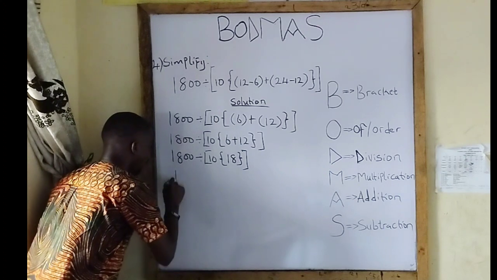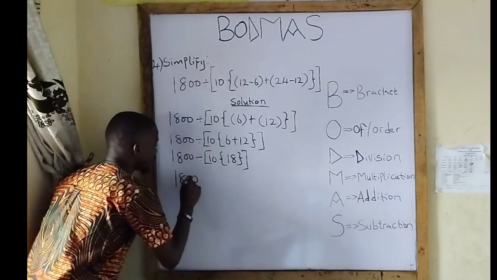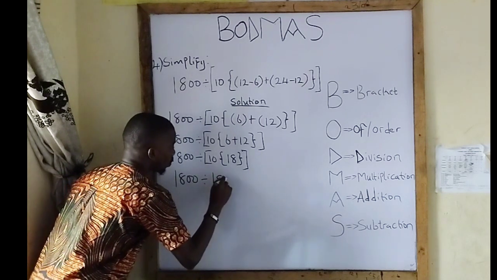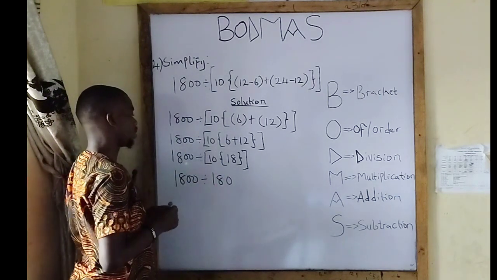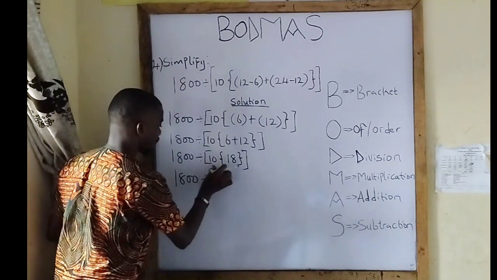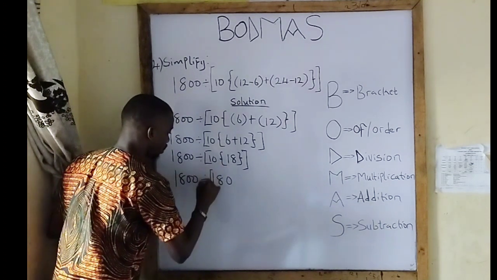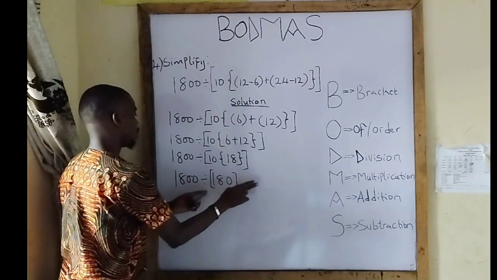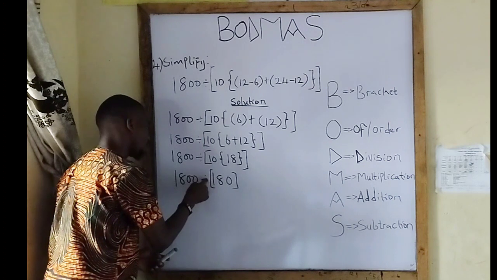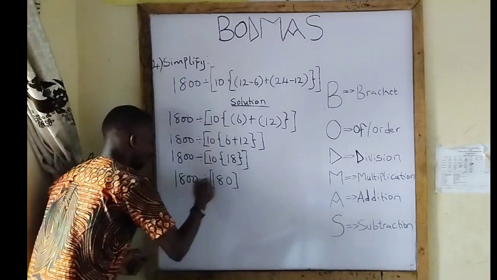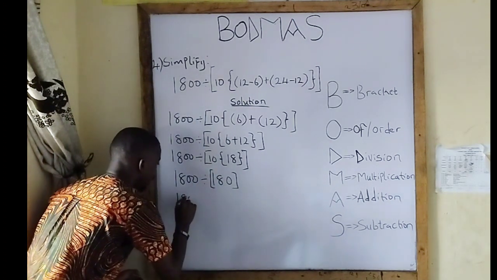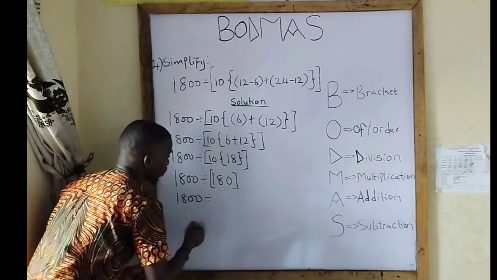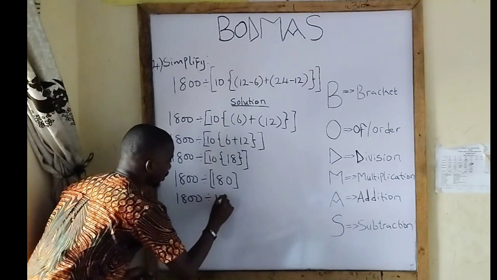We have 1800 divided by 180. So the brace is gone. We are left with just the parenthesis, and then we use an invisible 1 outside to multiply. So we have 1 times 180, so that we have 180.